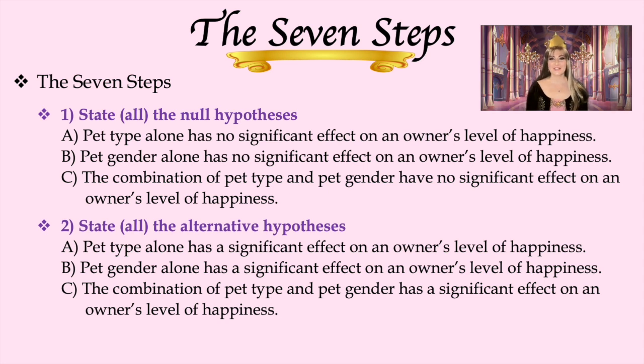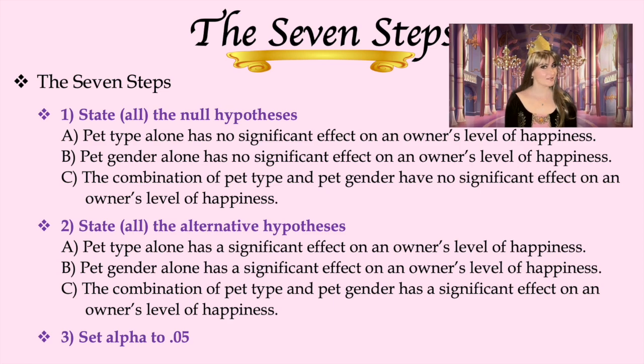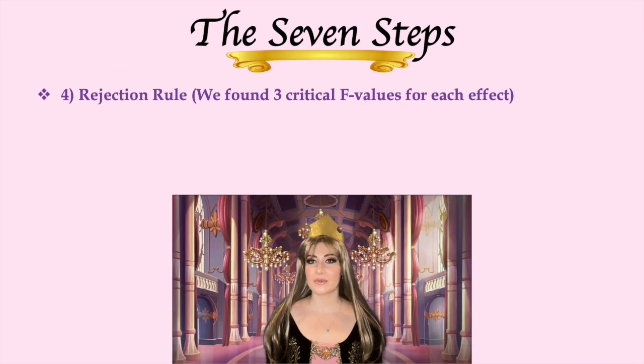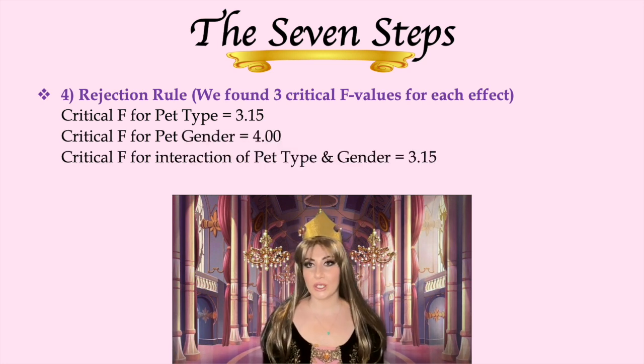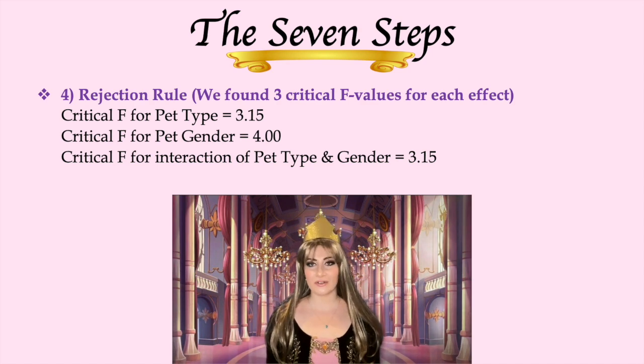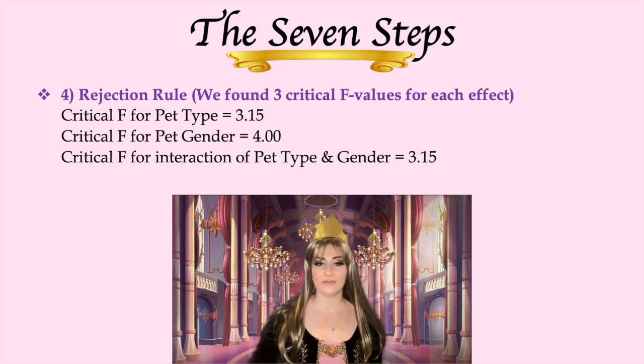Step 3, as usual, is always going to be to set alpha to 0.05. Remember, this means that we're willing to accept only a 5% chance of error and 95% confidence that our decision about these nulls is going to be correct. Step 4 is to set our rejection rule. Remember, we previously found 3 critical F values, 1 for each effect. Critical F for pet type is 3.15, critical F for pet gender is 4.0, and the critical F, once again, for interaction is going to be 3.15.